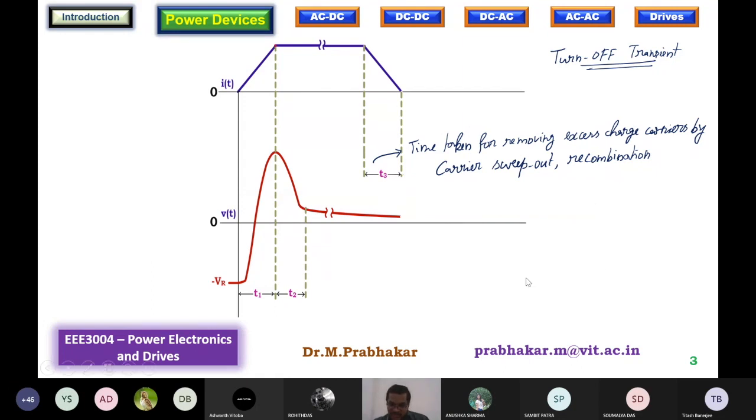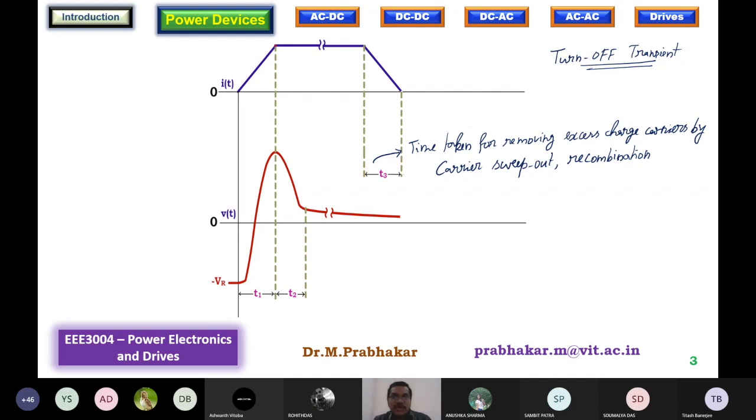As long as there are excess charge carriers, there will be voltage that is developed and available across the device. Right? Because when excess charge carriers are there, it means conductivity modulation is still happening in the N minus layer.